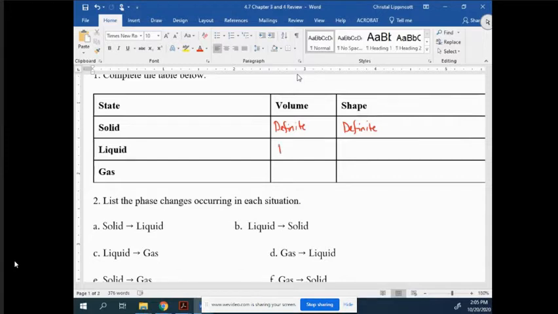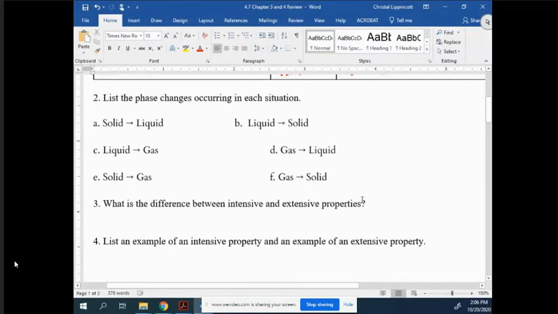Now, liquids have a definite volume, but their shape is variable, and it varies based on the container that they're located in. And gases are variable in both their volume and the shape. So those are characteristics that you can use to determine if you have a solid, liquid, or gas.